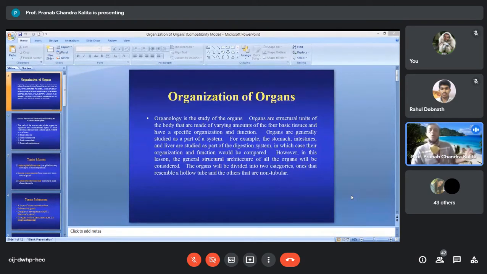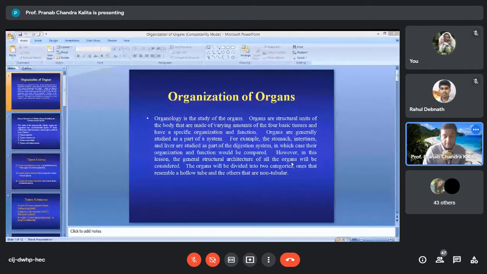Suppose organs of the digestive system, in which case their organization and function would be compared. However, in this lesson, in today's class, the general structural architecture of all the organs will be considered. All organs means the different patterns of organs.